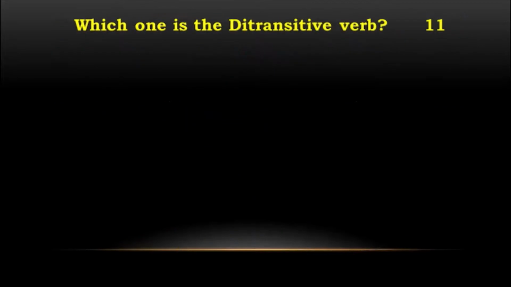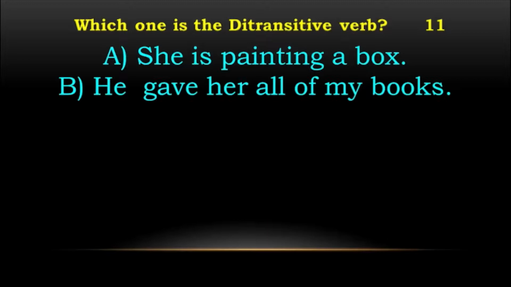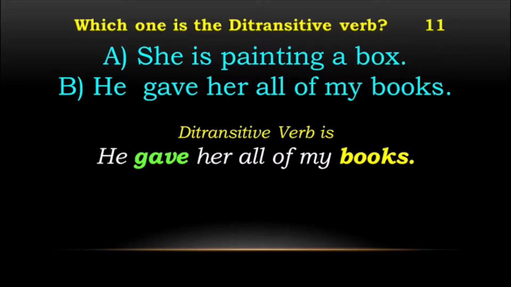Okay? Question number 11. Ditransitive verb. She is painting a box. The box is being painted by her. He gave her all of my books. Ditransitive: her, all my books. Yes. He gave her all of my books.